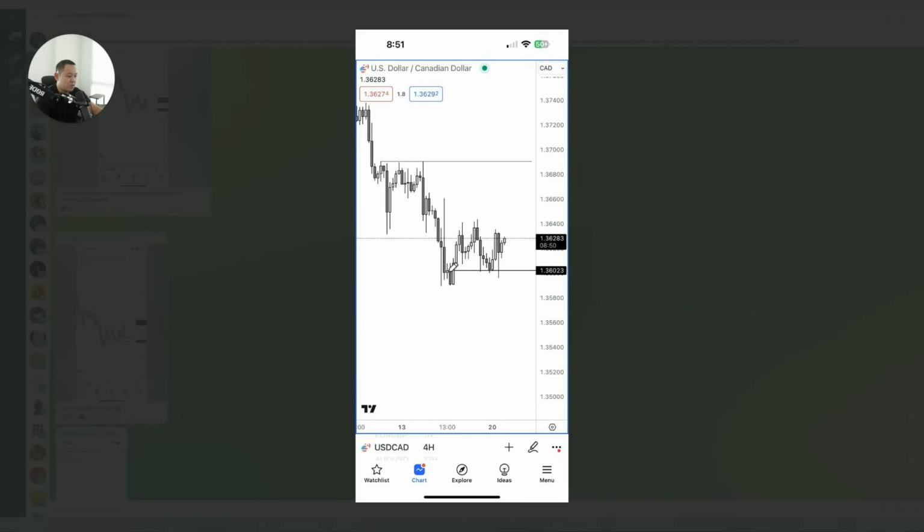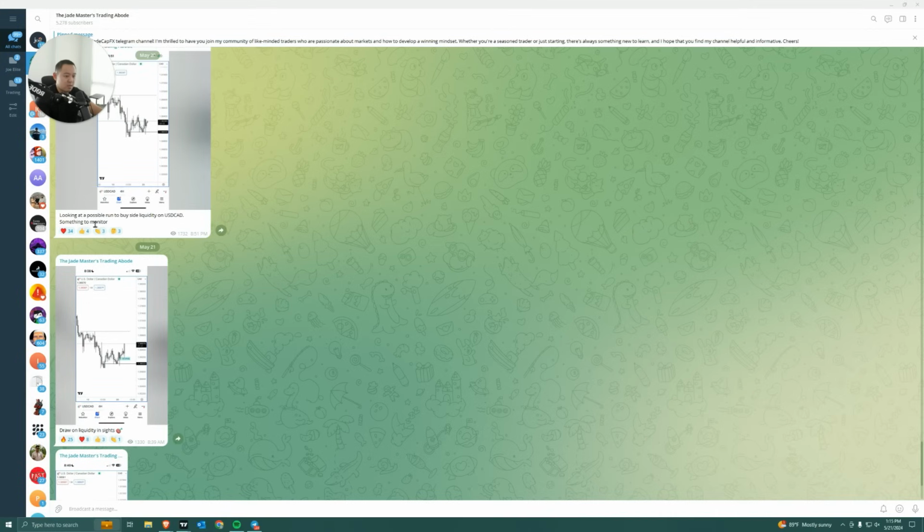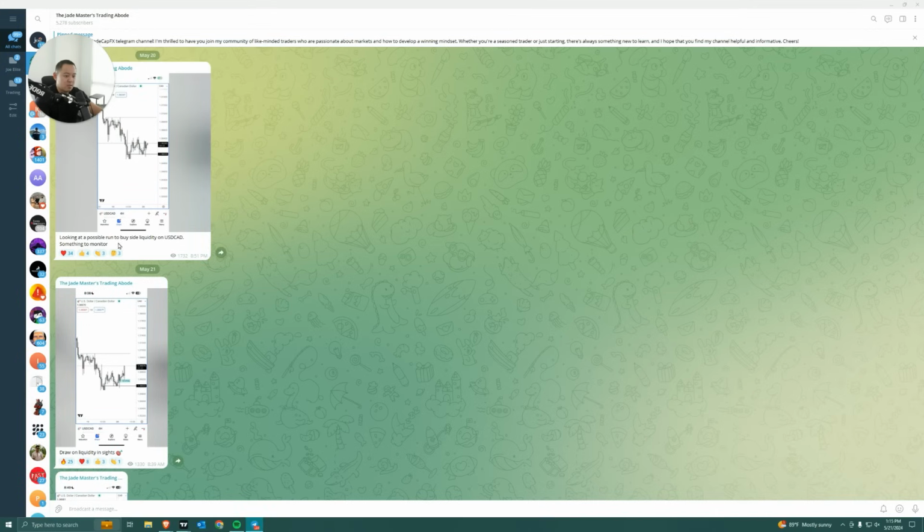I have this order block drawn out. I noticed that we took out short-term lows and rejected. We got this nice wick. So I basically sent this message in Telegram. I said, looking at possible run to buy side liquidity on dollar CAD, something to monitor.